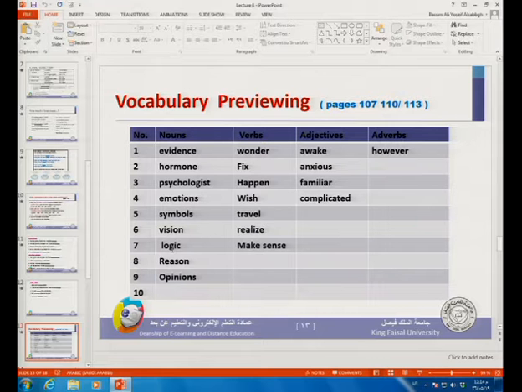Logic, see, logic. Reason, opinions. All these are nouns. Verbs like, we have verbs like wonder here, fix, happen, wish, travel, realize, make sense. We have adjectives like awake, anxious, familiar, complicated, and adverbs. Alright. So we have different parts of speech here: nouns, verbs, adjectives, and adverbs.